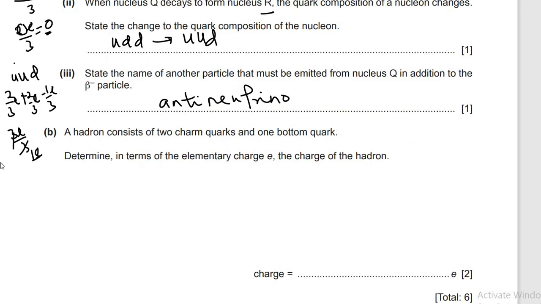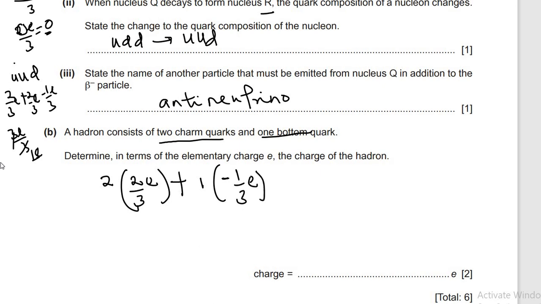A hadron consists of 2 charm quarks and 1 bottom quark. 2 charm quarks. The charm quark is like the up quark, that is 2/3 e, and 1 bottom quark is like the down quark, that's -1/3 e. So at the end of the day, what do you have? 4e/3 minus 1/3 e. That gives me 3e/3, plus 1 electron charge. That's it.